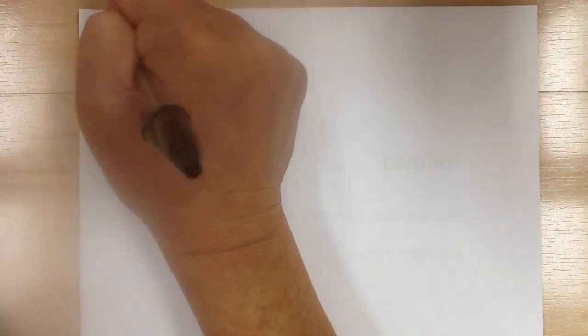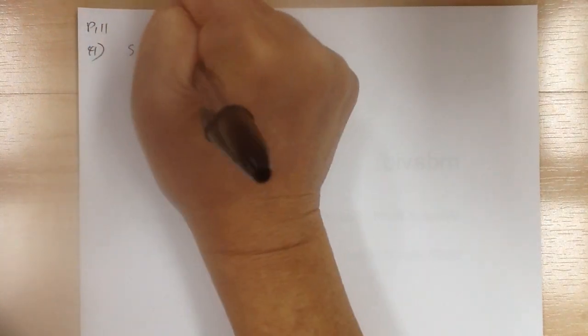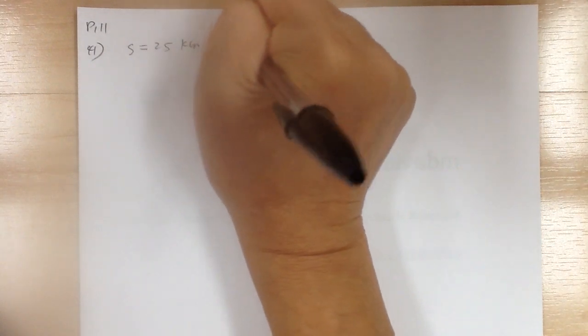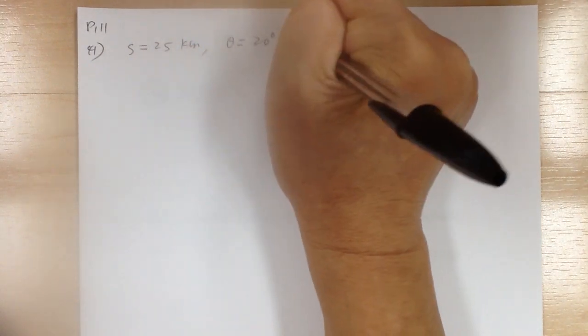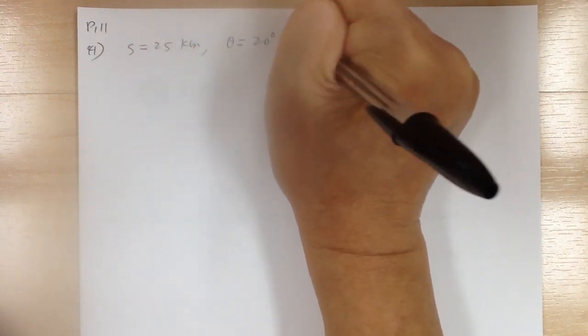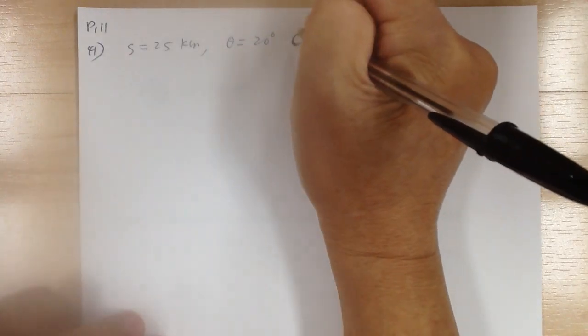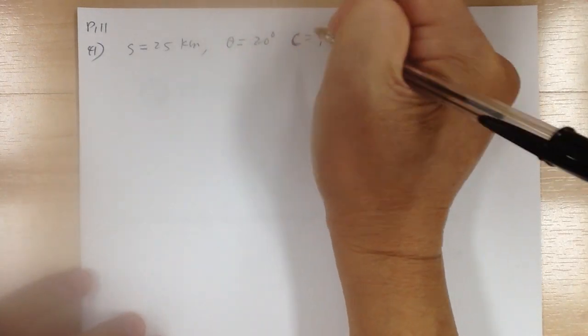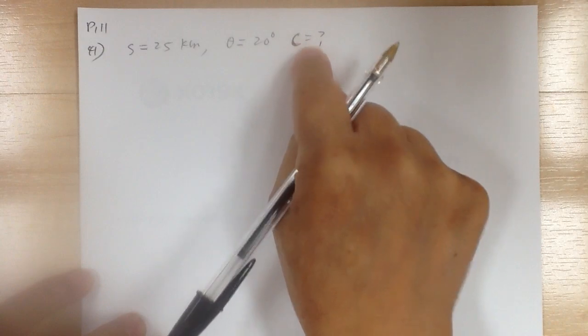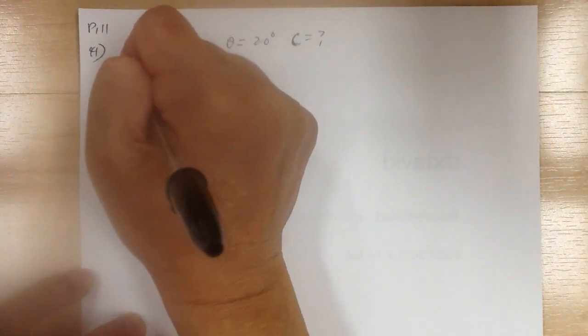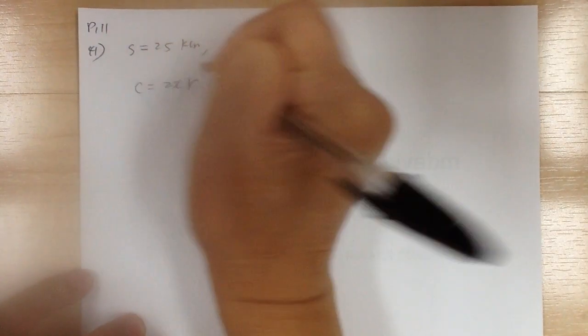Okay, so this one giving S equal to 25 kilometers, theta equal to 20 degrees, and C equal to question mark. Okay, so the C is a circumference. So first, whenever you're looking for that, you write down your formula first. So C equal to 2 pi r.